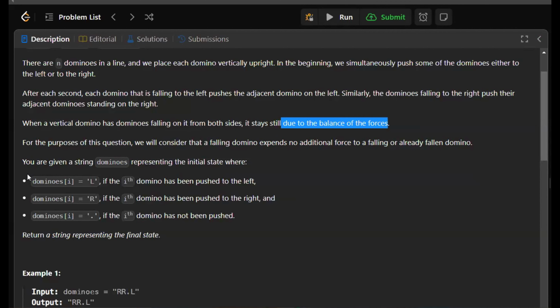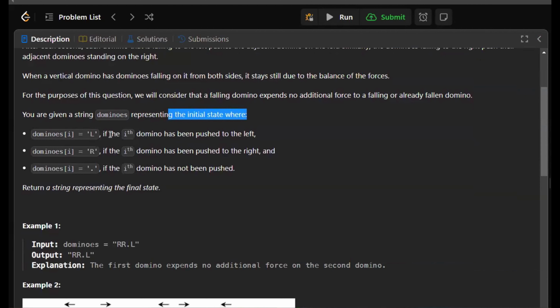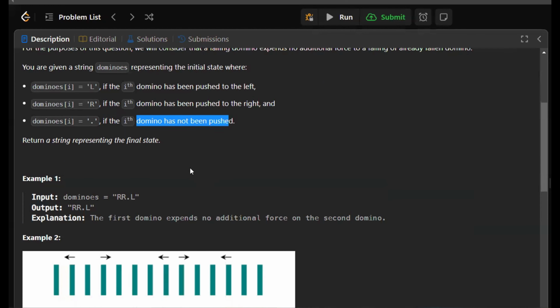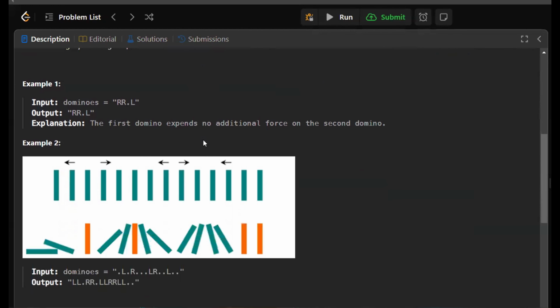Now, you are given a string named dominoes representing the initial state where if the character is L, that means the corresponding domino has been pushed to the left. If the character is R, that means the corresponding domino is pushed to the right. And if the character is a period, that means the corresponding domino has not been pushed. Now, we have to return a string representing the final state.